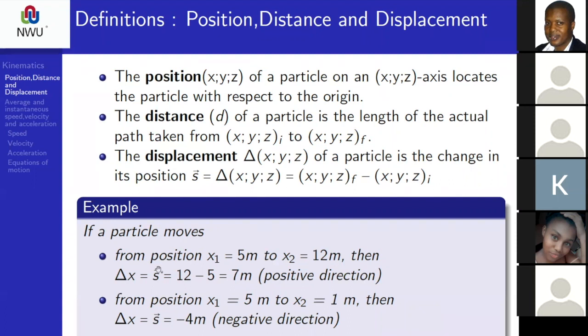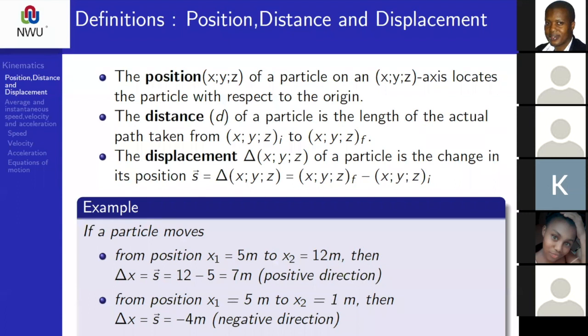Here are some examples. If a particle moves in the X direction only now, from X equal to 5 meters to X equal to 12 meters, what would be its distance? The change in position, which is your distance, is the same as your displacement. The minute you see the arrow on top of a symbol S there, or any symbol, it means it's a vector, right? So it will be final minus initial, final 12 minus initial 5, and that's why you get 7 meters, and it's positive. So it means it is to the positive x-axis.